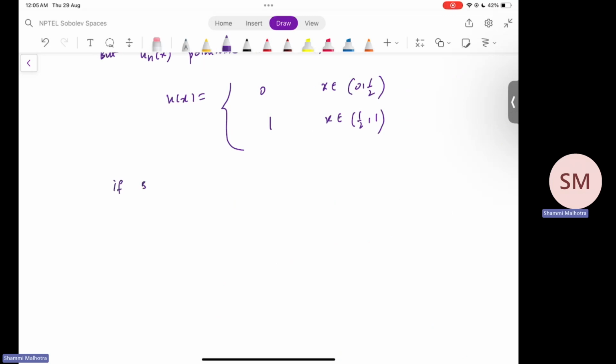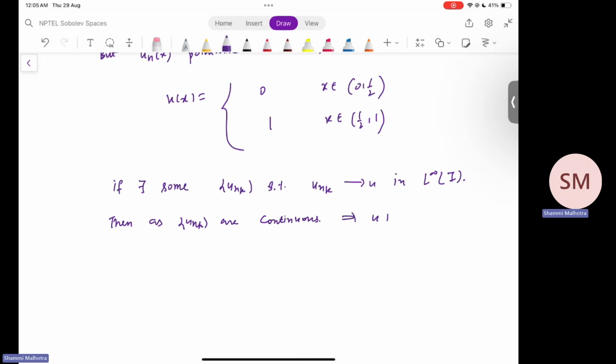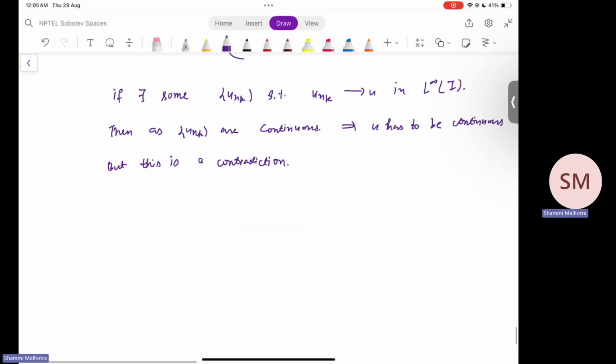So if there exists some u_n_k such that u_n_k converges to u in L infinity, then as u_n_k are continuous, this implies u has to be continuous, but this is a contradiction. So we don't have any. So this proves our claim.